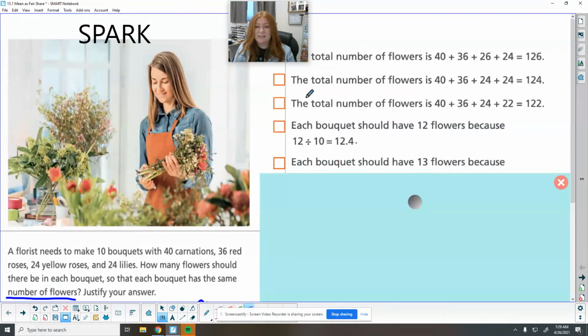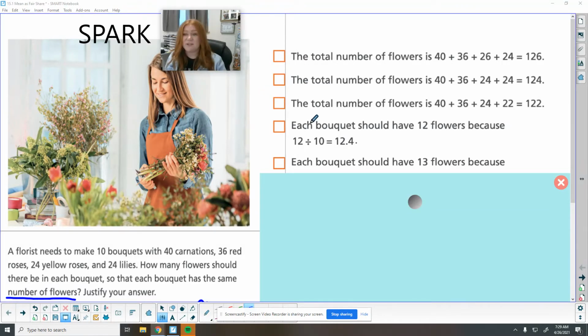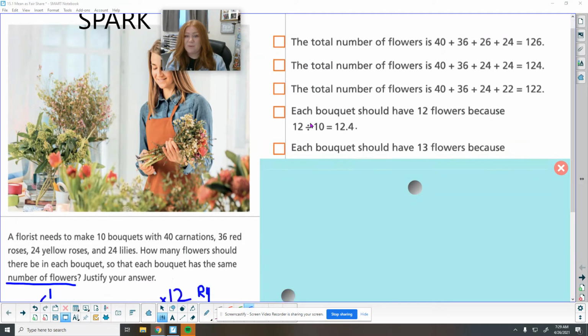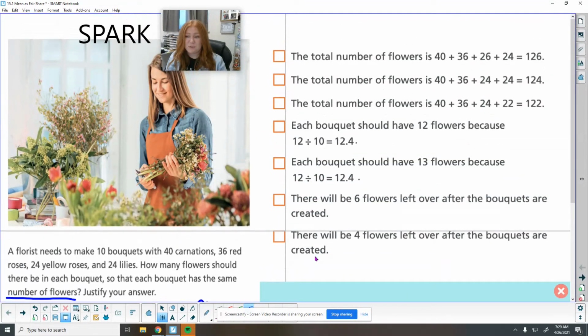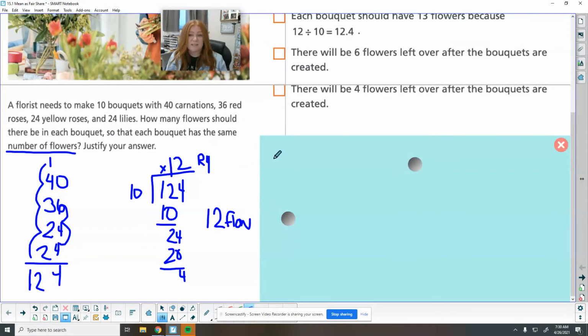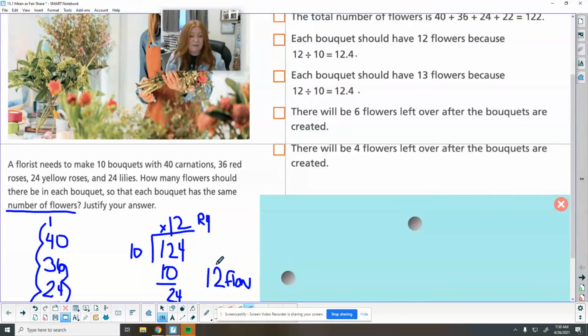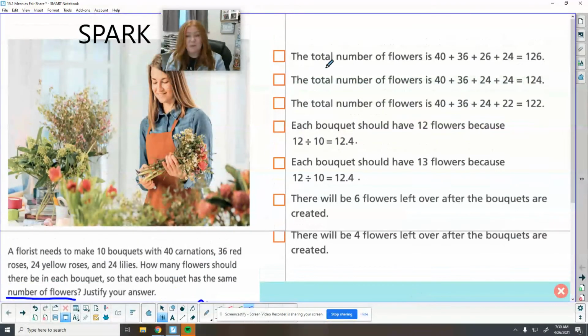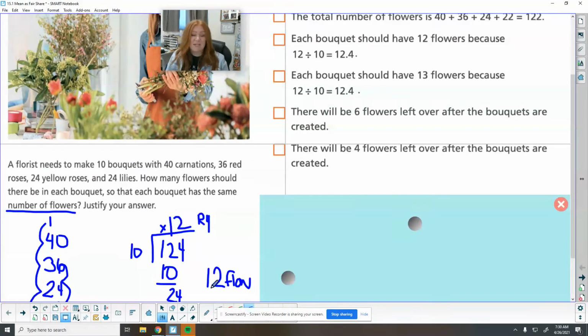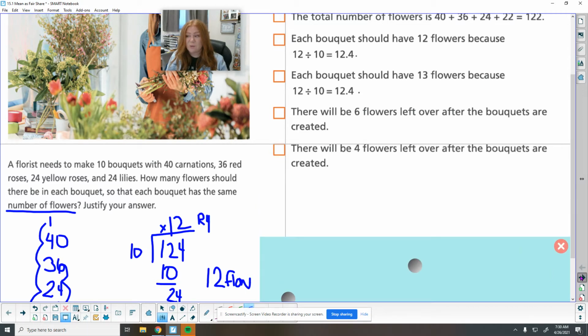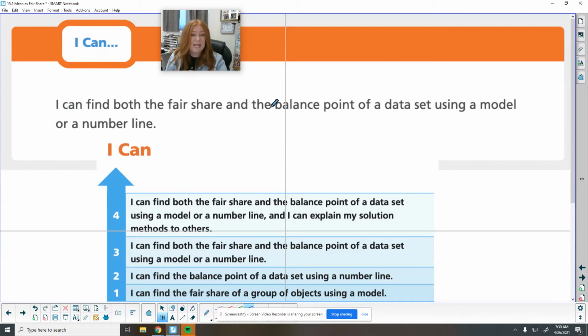So let's take a look at some of the answers that it gave us in our Spark. So what is true? We know our total was 124. We know that every one bouquet would have 12 flowers, and there will be 4 flowers left over. So go ahead and find the answers that match up to our proof right here. Then when you are done with that, let's jump to task 1. Or I can for today.